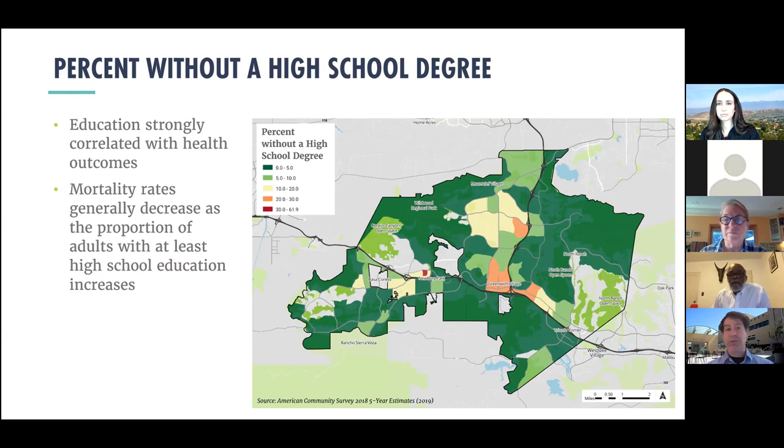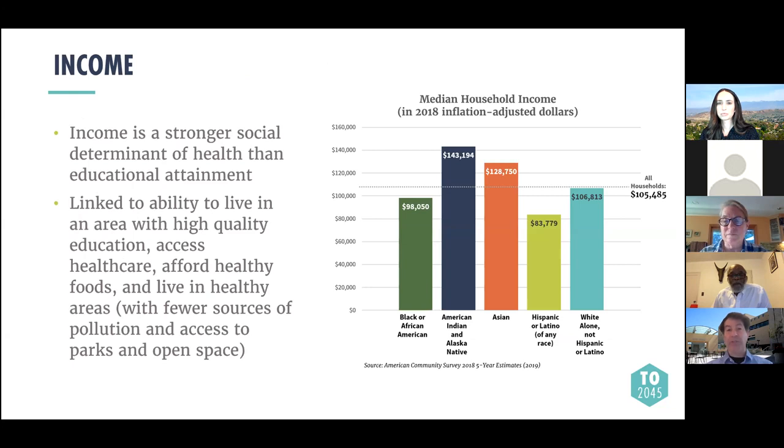Overall, Thousand Oaks is doing much better than the county and the state as a whole. However, there are these geographic areas, and part of what we're going to be doing is looking at what those areas are. We also know that income is a strong social determinant of health outcomes, even stronger than educational attainment. As with education, it is linked to where you can live, whether you have access to healthcare, and whether you have access to healthy foods. What we see here is that in the city, there are disparities along racial and ethnic lines in the median household income.